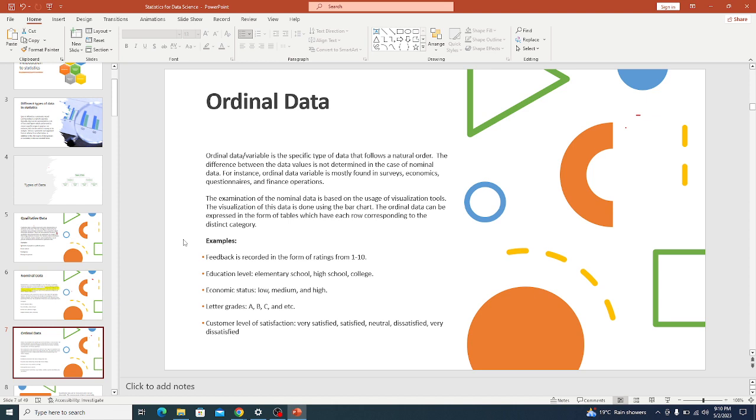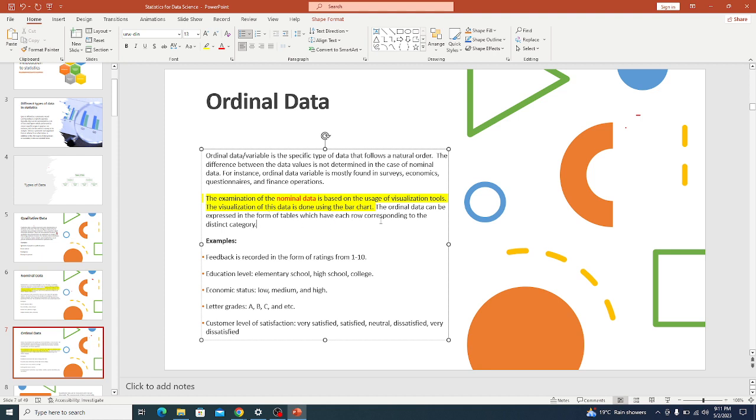This is a comparison between the nominal data and the ordinal data. The examination of nominal data is based on the usage of visualization tools, that is bar charts and pie charts.